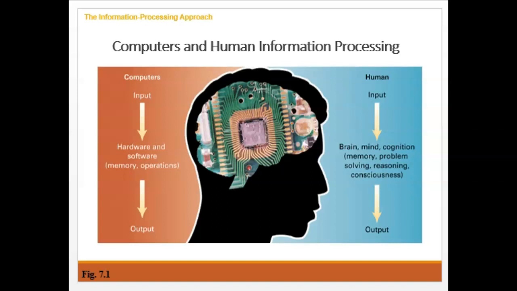The information processing approach to studying development often compares our way of handling information to the way that computers handle information. We take input from the environment, such as keystrokes for a computer or sights and sounds for humans, and then process that information in some way. Similar to how a computer's hardware and software store and manipulate that input, we use our brains and thought processes to organize information and perform mental operations. Then an output is generated, such as solutions to a problem or an emotional reaction to a situation.